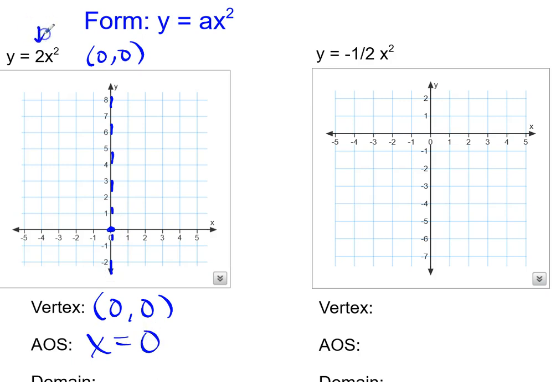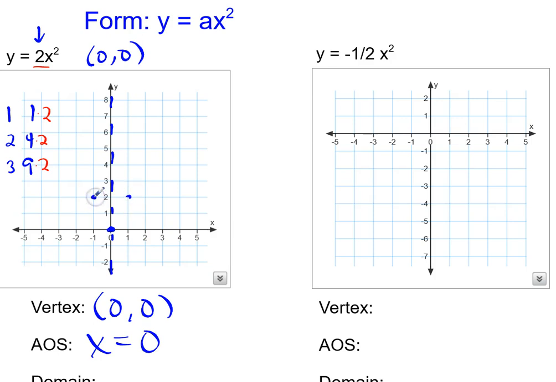Here we see we have a vertical stretch by a factor of 2. So normally we would go over 1, up 1, over 2, up 4, and over 3, up 9. But because we have a vertical stretch by a factor of 2, we're going to multiply all of those ups by 2. So now we're going to go over 1 and up 2, over 2 and up 8, over 3 and up 18. So from the vertex, we go over 1 and up 2.